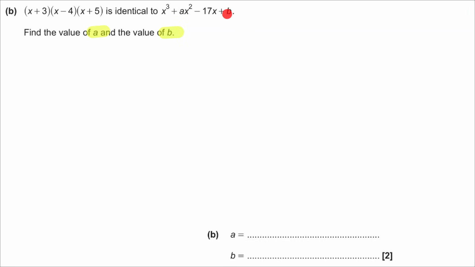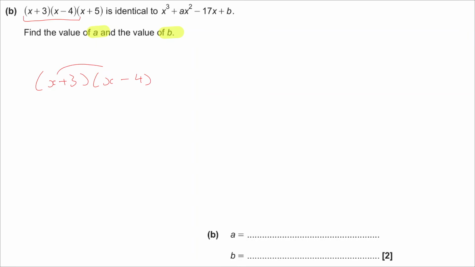Like B is just going to be the number parts timesed together. But actually, what you could just go and do is expand all of the brackets, and then you're going to see what the coefficients A and B are going to be. So actually, I'm just going to go and do that. I'm going to begin by expanding the first two brackets. So I'm going to be expanding x plus 3 with x take away 4.